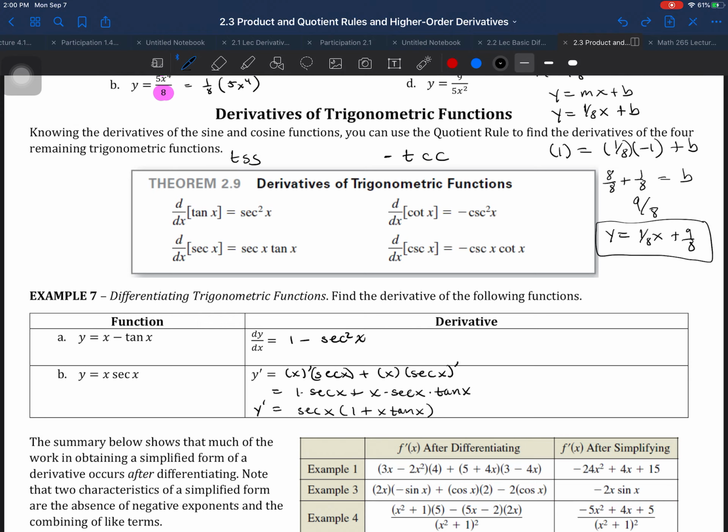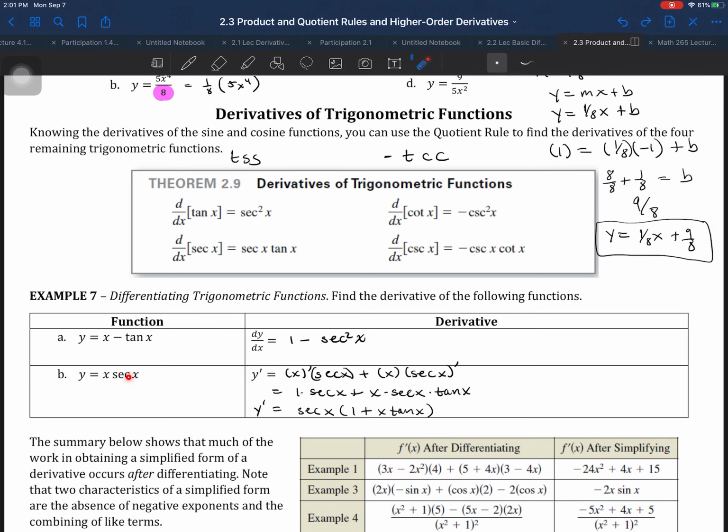So here we have the derivative of y equals x minus tangent x. We're going to do this one piece at a time. The derivative of x is 1, followed by the minus, followed by the derivative of tangent. We know the derivative of tangent is secant squared of x. That's it. What about this one?